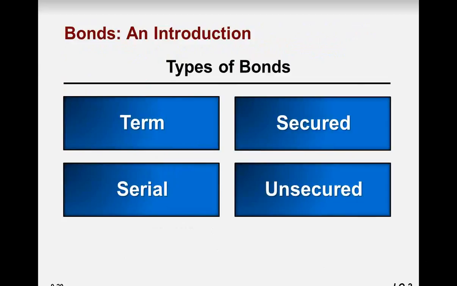Serial bonds are a series of payments or installments. So the company might borrow $10,000, and they may pay back $1,000 of it each year. That would be serial, a series of payments. Term bonds mean they all mature at the same time. So if you had a 10-year bond for $10,000, you would pay it all back at the end of the 10 years.